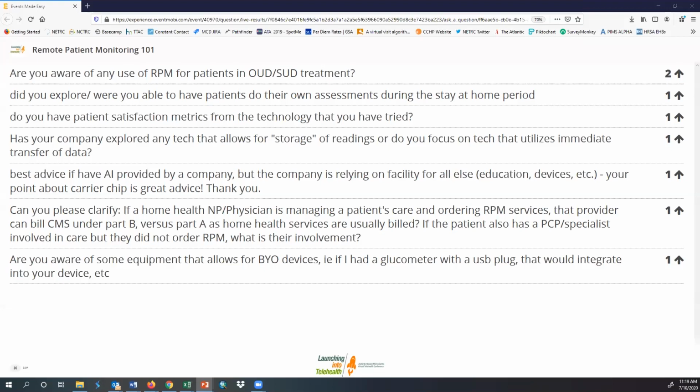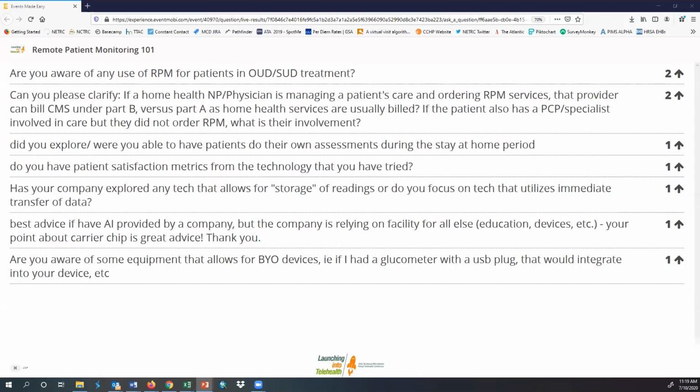And do we have patient satisfaction metrics? Absolutely. And the things that patients love remote patient monitoring. They love it because they know somebody's watching them. They know that if something is going wrong, somebody's going to identify it before they get in trouble.